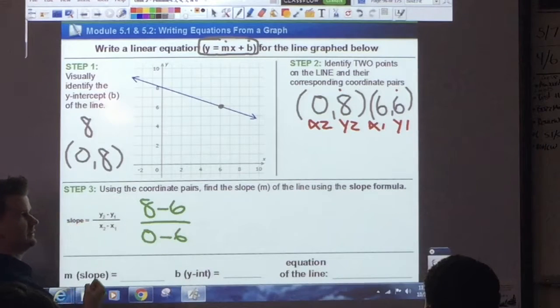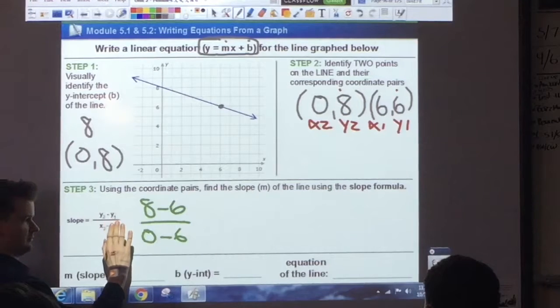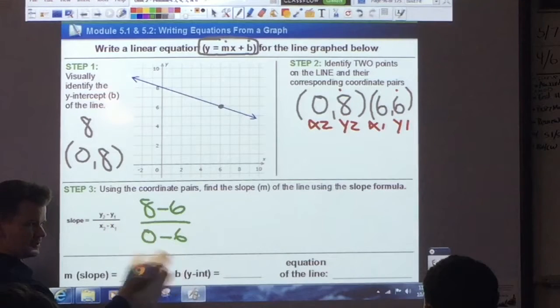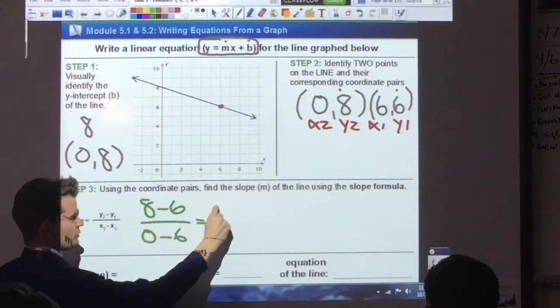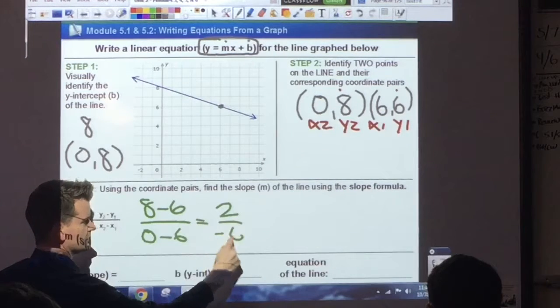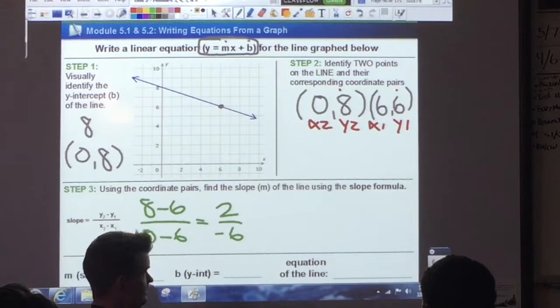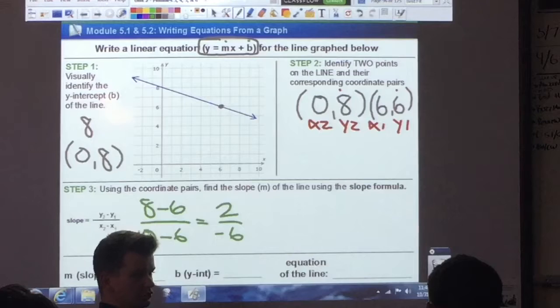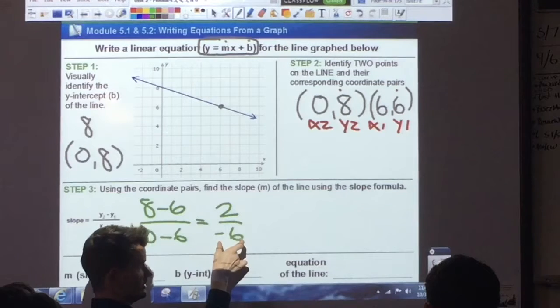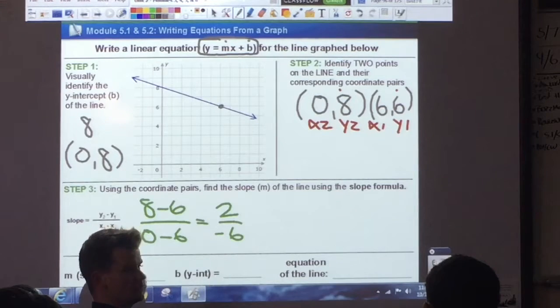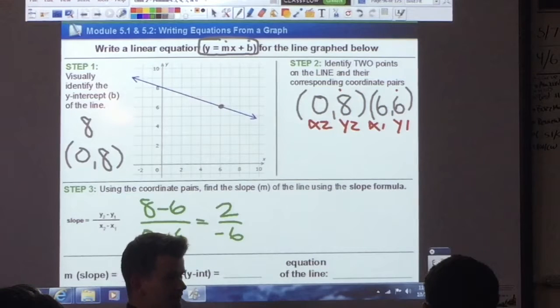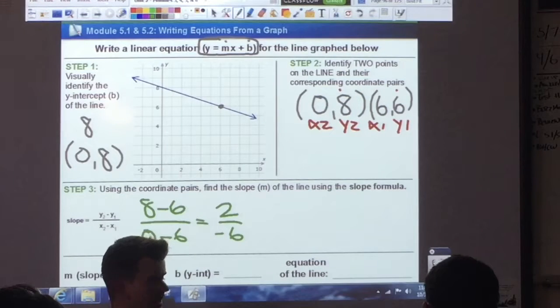We like to subtract smaller numbers from bigger numbers because it gives us all positive numbers. Fortunately, that's not always the case. Here we're going to end up with 2 over negative 6. Can you simplify that? Negative 6 over 2? No, that would be 2 over negative 6. The larger number here is the denominator. I can simplify this to a smaller fraction, but this will never be an integer. So, I can simplify this.